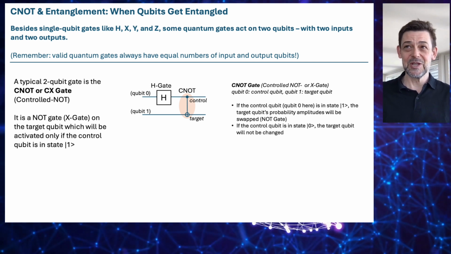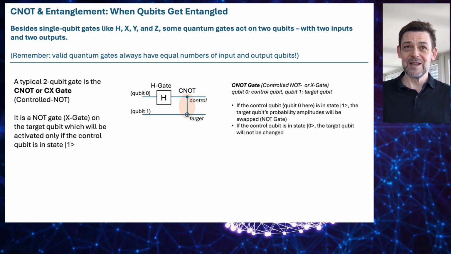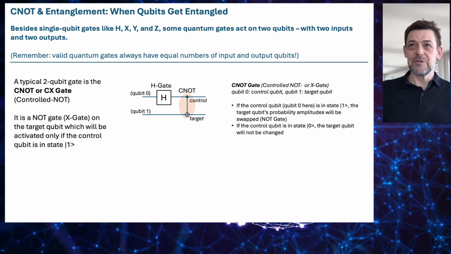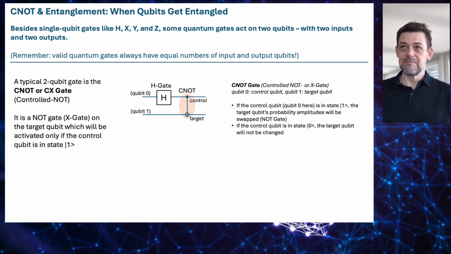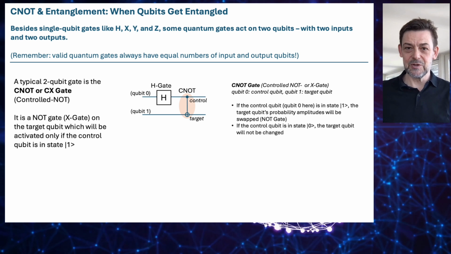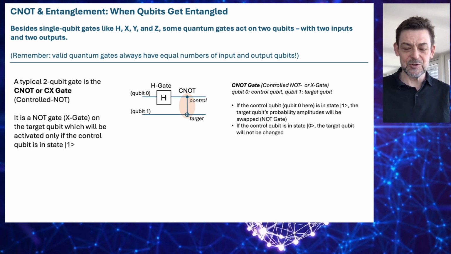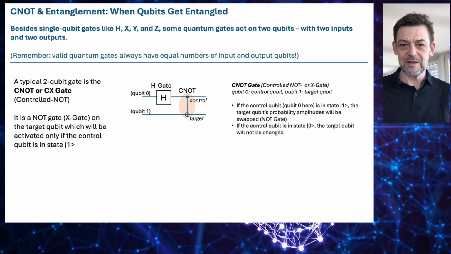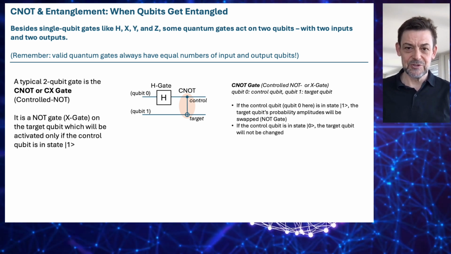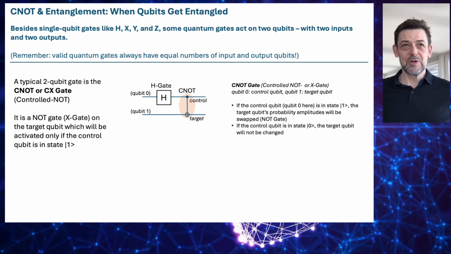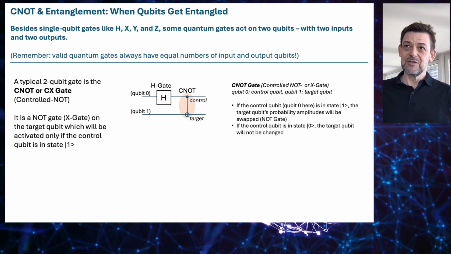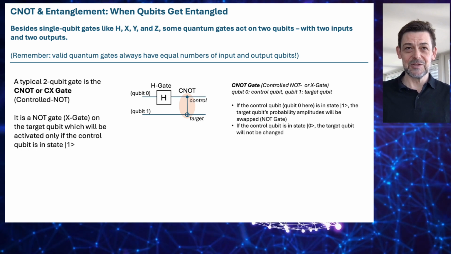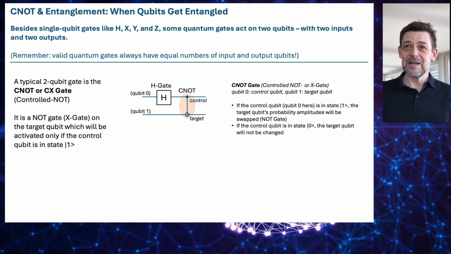Besides single qubit gates, there are also quantum gates that act on two qubits. That means they have two input and two output qubits. Due to the unitarity requirement for quantum gates, as seen in video 4, we always need the same number of inputs as outputs. Let's look at a common example. The CNOT gate is a typical 2-qubit gate. CNOT stands for controlled NOT. As the NOT gate is the Pauli X gate, this gate is also known as the CX gate.